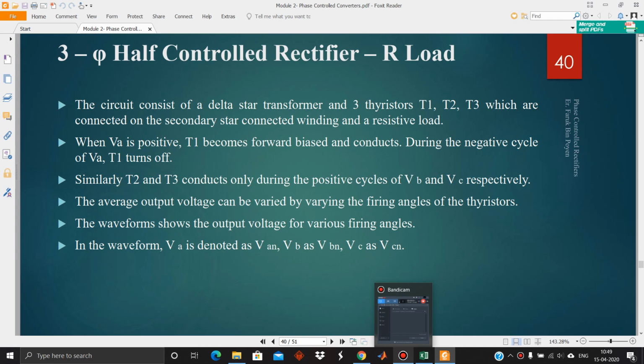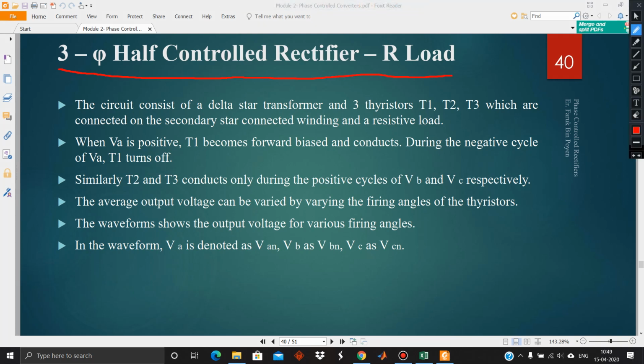This is my fifth lecture on phase control rectifiers. I guess it's the fourth lecture on phase control rectifiers. So today we are going to discuss the three-phase half control rectifier with RL load. So today we will be dealing with three-phase rectifiers. So our first topic is three-phase half control rectifier with RL load.